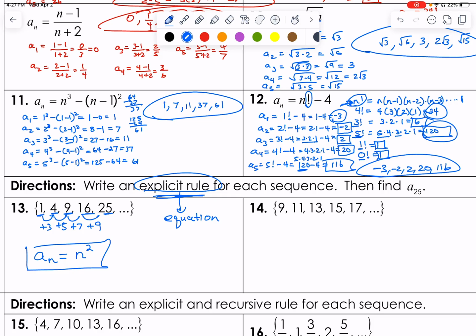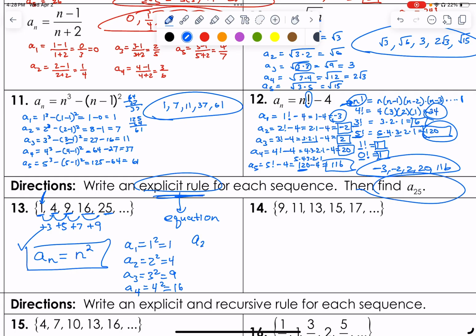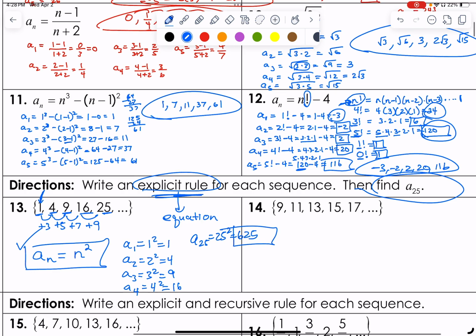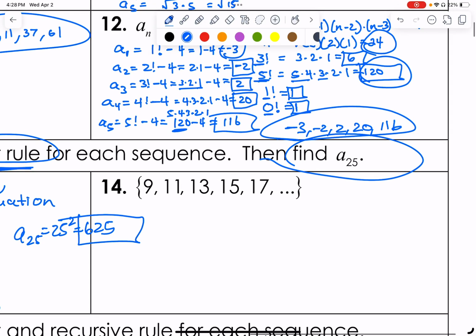And it works because if you go to the first term, a sub 1 would be 1 squared, which is 1. A sub 2 would be 2 squared, which is 4. A sub 3 would be 3 squared, which is 9. A sub 4 would be 4 squared, which is 16. So I know this equation's right. So now I can use it to find a sub 25. So a sub 25 would be 25 squared, which is 625. So that's done.